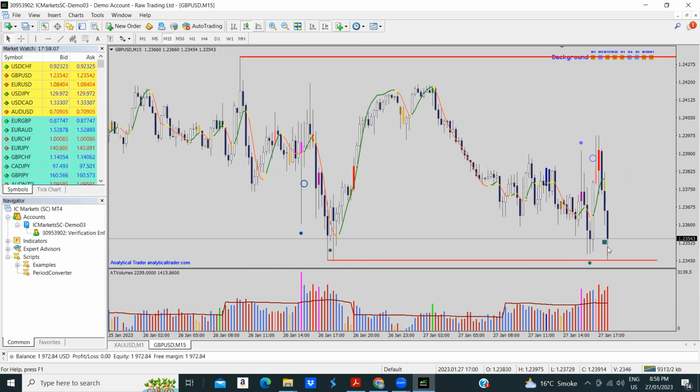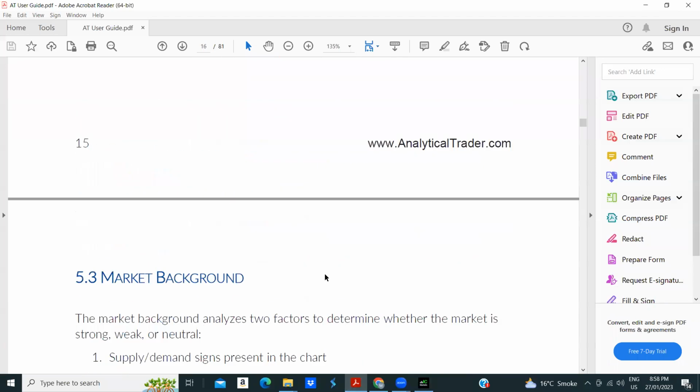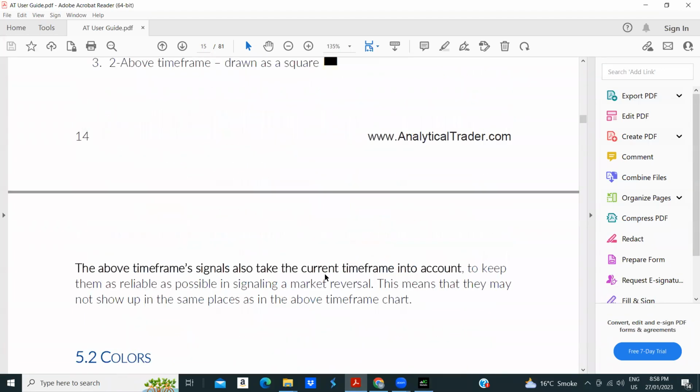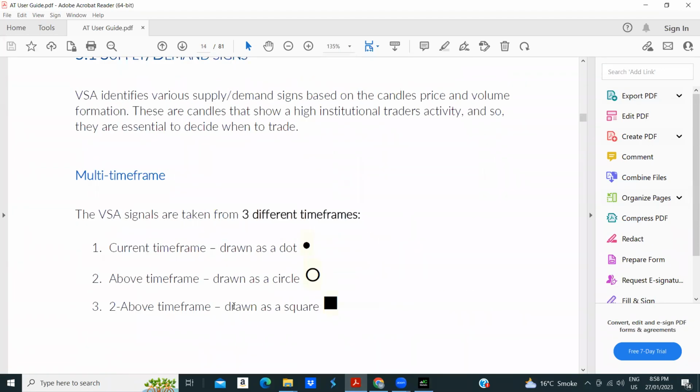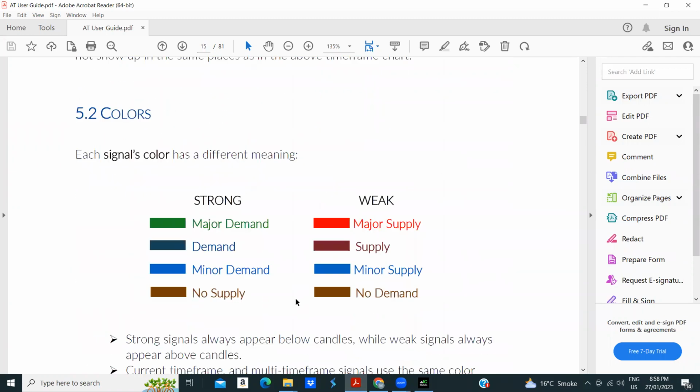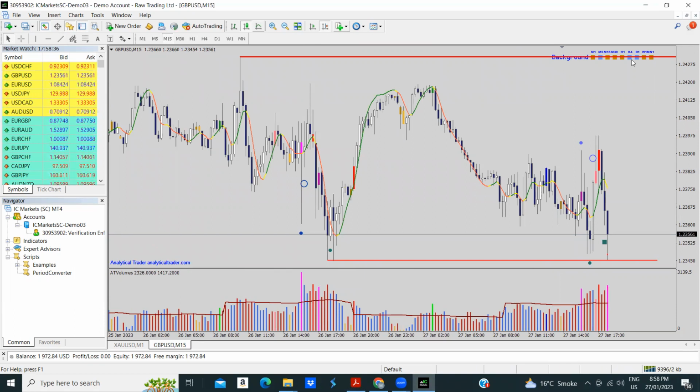This current one. Now you see this one is occurring. Now this one is what? Green. This box, green. Can you see? Right, this box. Now let's see what this box is. If you just go up, box, 2 above time frame. Now 2 above time frame is green. Major demand. Can you see? So this one is major demand on 2 above time frame. It means on the 2 above time frame, on H4 and D1, this has been activated.